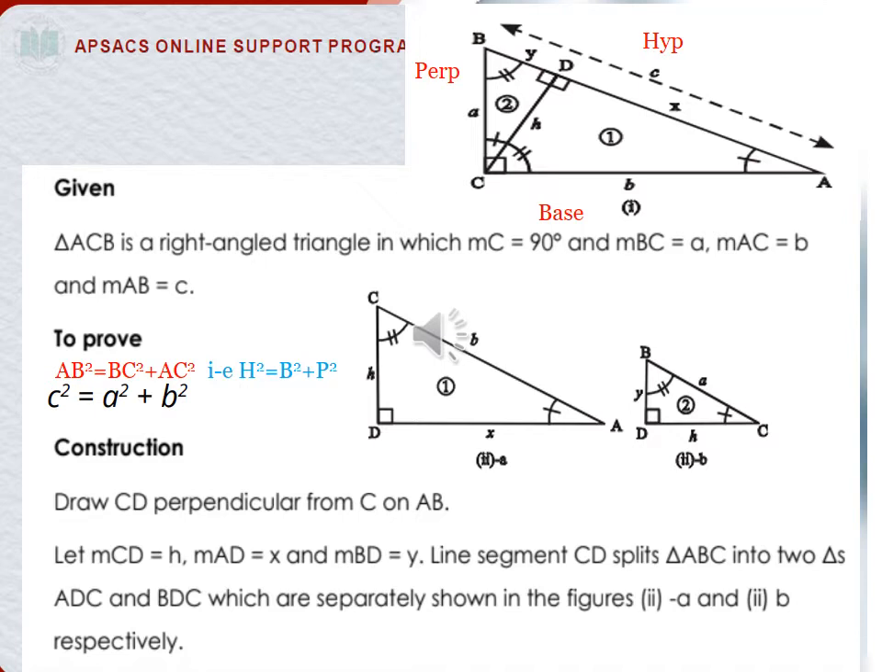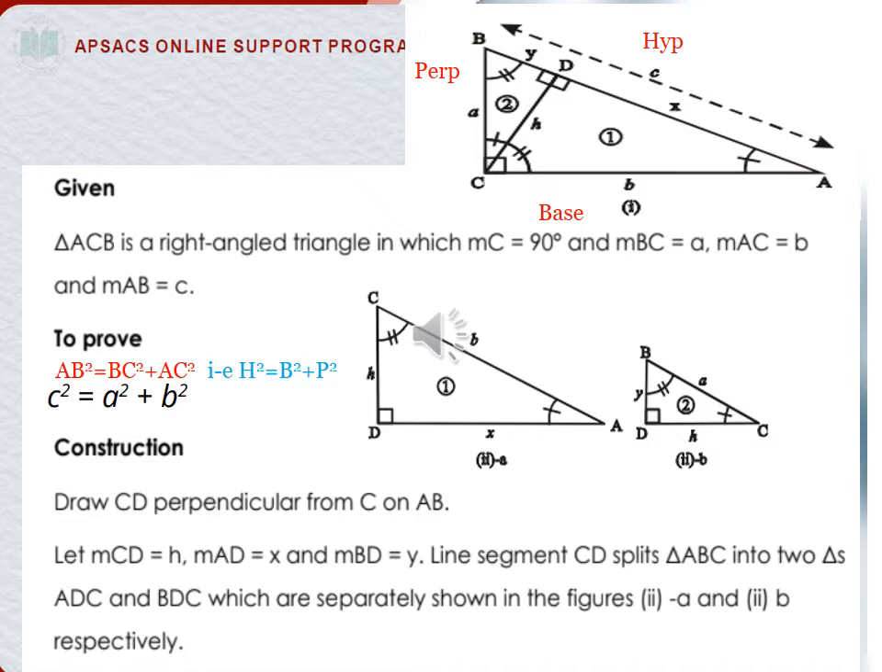It's a right angle triangle, so its sides are base, perpendicular, and hypotenuse. Hypotenuse is the side that is opposite to an angle of 90 degree. So under the given we have written triangle ACB is a right angle triangle in which angle C equal 90 degree and measurement BC equal small a. If we look at the diagram, BC is the line segment and its length is equal to small a. And measurement of side AC equal small b and measurement of side AB equal small c.